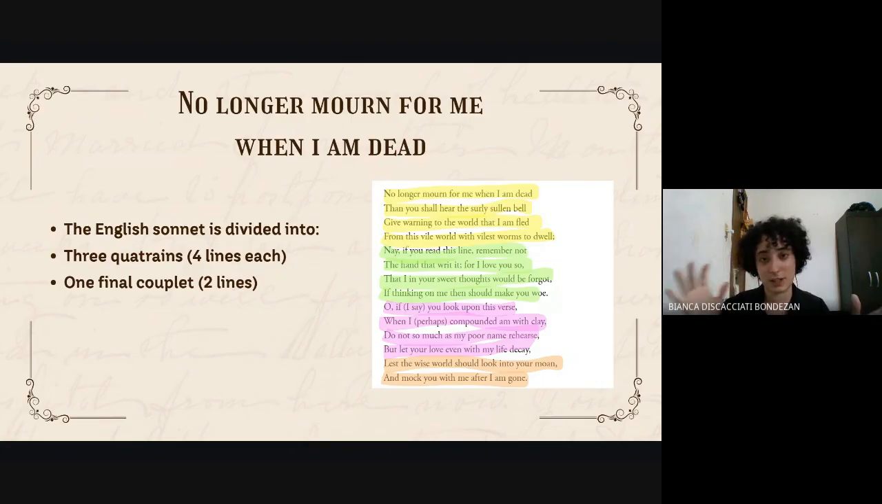So, a very, very strong sonnet. It is an English slash Shakespearean sonnet, obviously, because it is written by William Shakespeare. But we can see that it is a Shakespearean sonnet because it is divided into 3 quatrains, 4 lines each, and one final 2 lines. So here we have 1 2 3 4, 1 2 3 4, 1 2 3 4, 1 2.